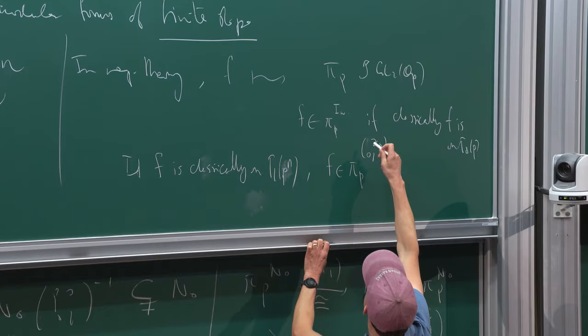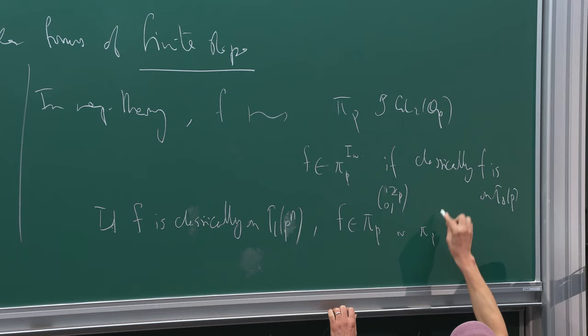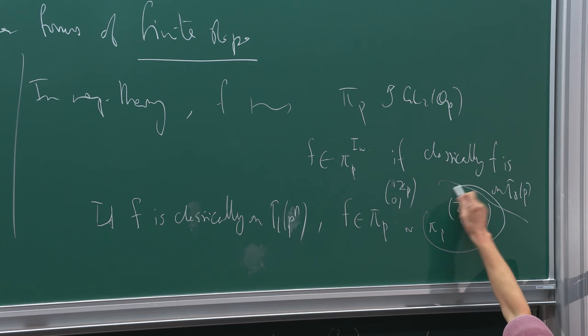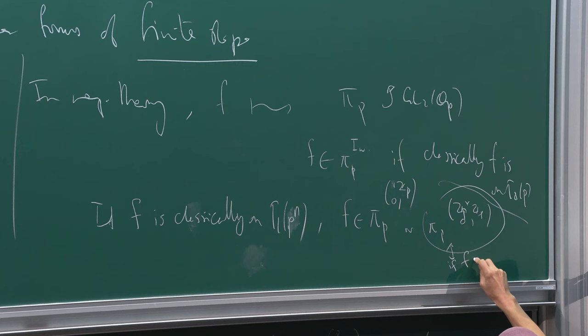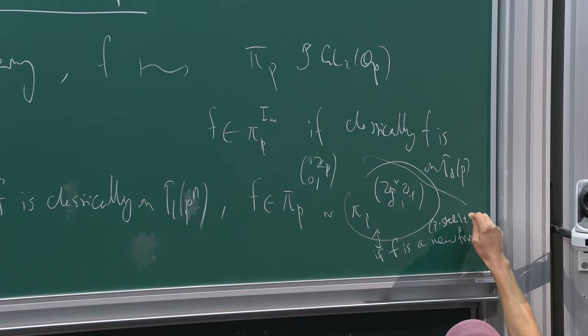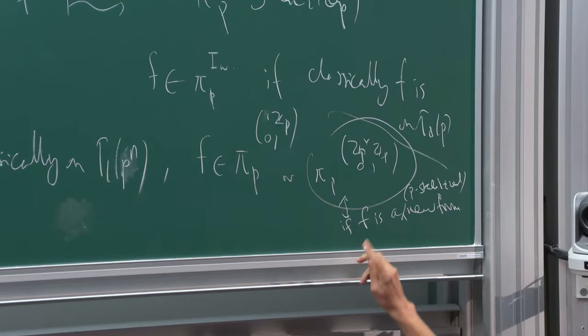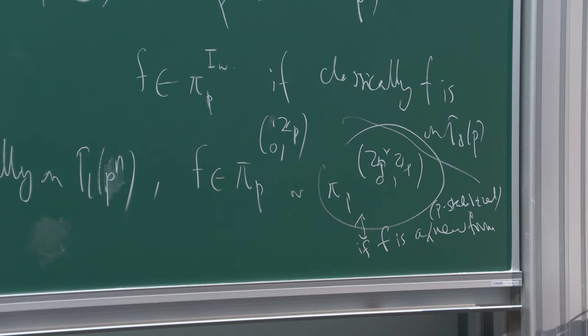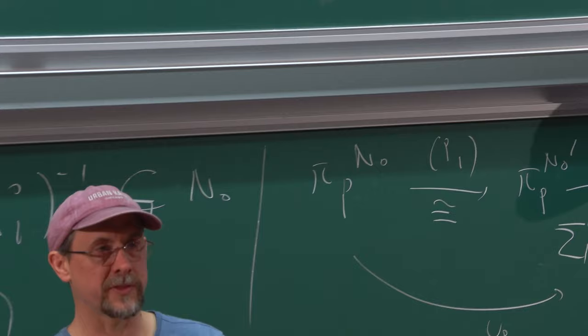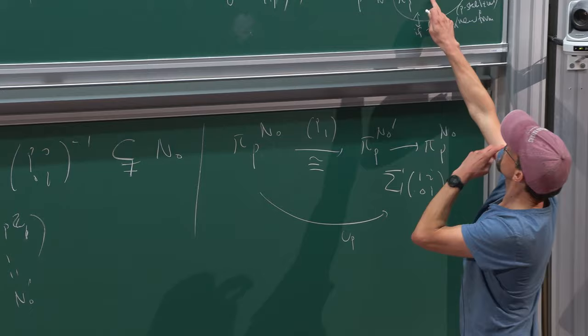what do I want to say? I want to say that you're fixed by this bigger group if F is a new form or possibly a p-stabilized new form. And that group, Zp star, Zp, 0, 1, is not very representation theoretically nice to talk about because it breaks the symmetry in the torus. Somehow representation theoretically, there's no particular reason to choose one Zp star in the diagonal torus and not another. So talking about this object is not so great.